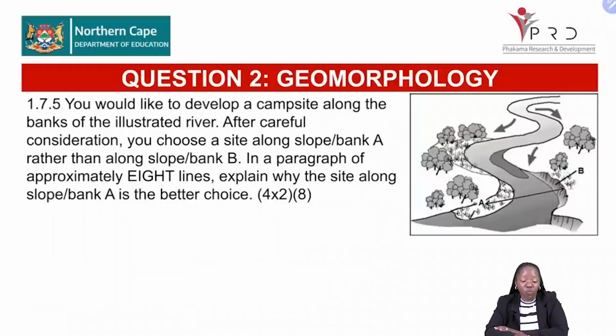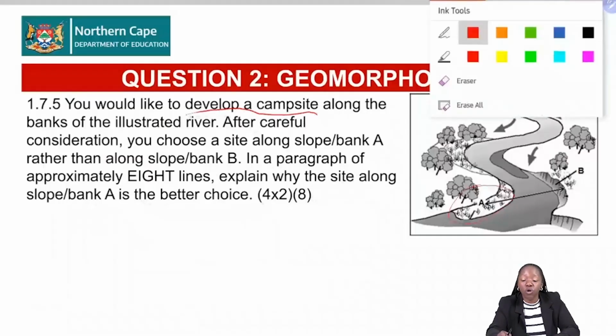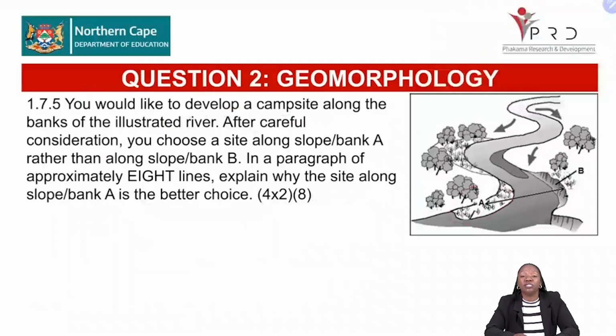Right? Grade 12, I hope we are now ready for our paragraph question. Remember, you need to explain why the site along the slope or bank A is a better choice. You're supposed to develop a campsite. So I'm going to give you 4 minutes to work on your paragraph question, and then after 4 minutes, we'll be able to proceed to the solutions.